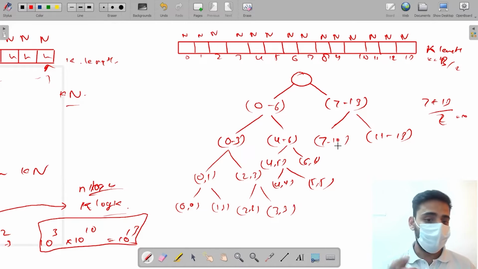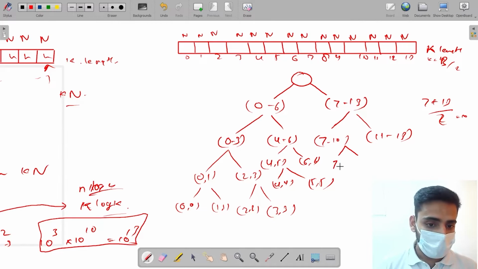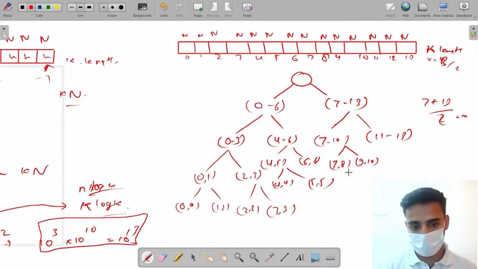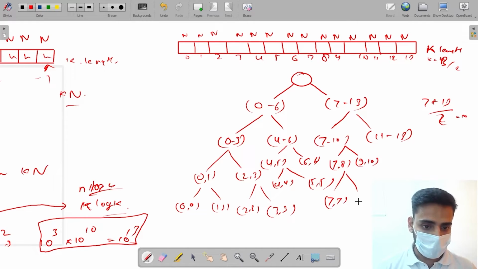Here also 7 to 10. This is also going to divide into two parts. The midpoint is 17 by 2, which is 8. So 7 to 8 at one side, and 9 to 10 is at another side. Again this is going to divide into 7 to 7 one side, and 8 to 8 the other side. This is also 9 to 9 one side and 10 to 10 the other side. Okay, so this is done.